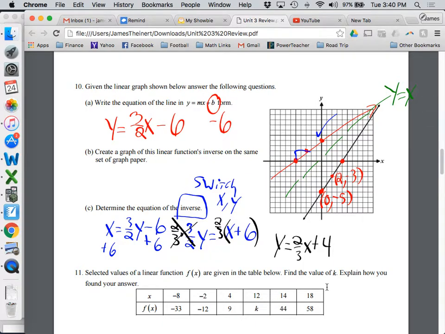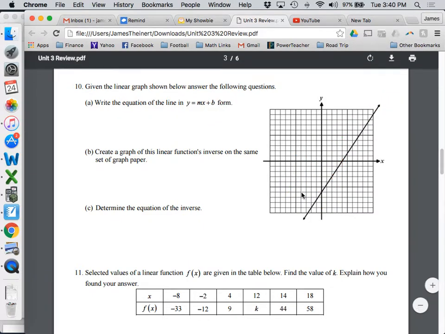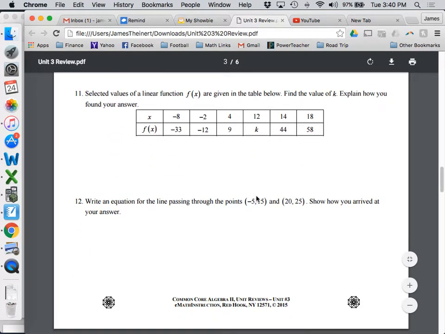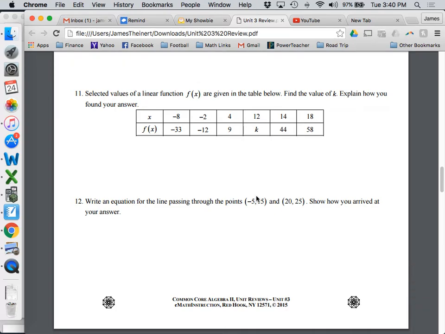So pretty perfect right there on that question. All right, two more. Number 11, tell how you found the value for k here.